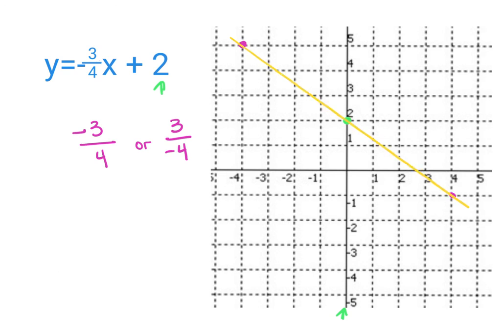And so you're going to connect your dots, whether you did 2 or whether you did 3, and you're going to put arrows at the end.